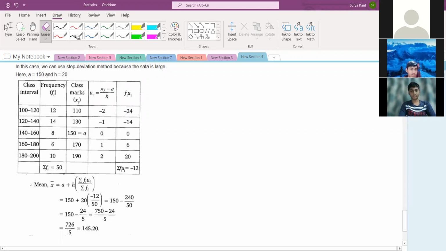What is ui here? ui is nothing but di by h. What is h? h is the difference between these two class intervals. The difference is 20, so 20 is h. So the ui formula is di divided by h. This is the formula for ui.